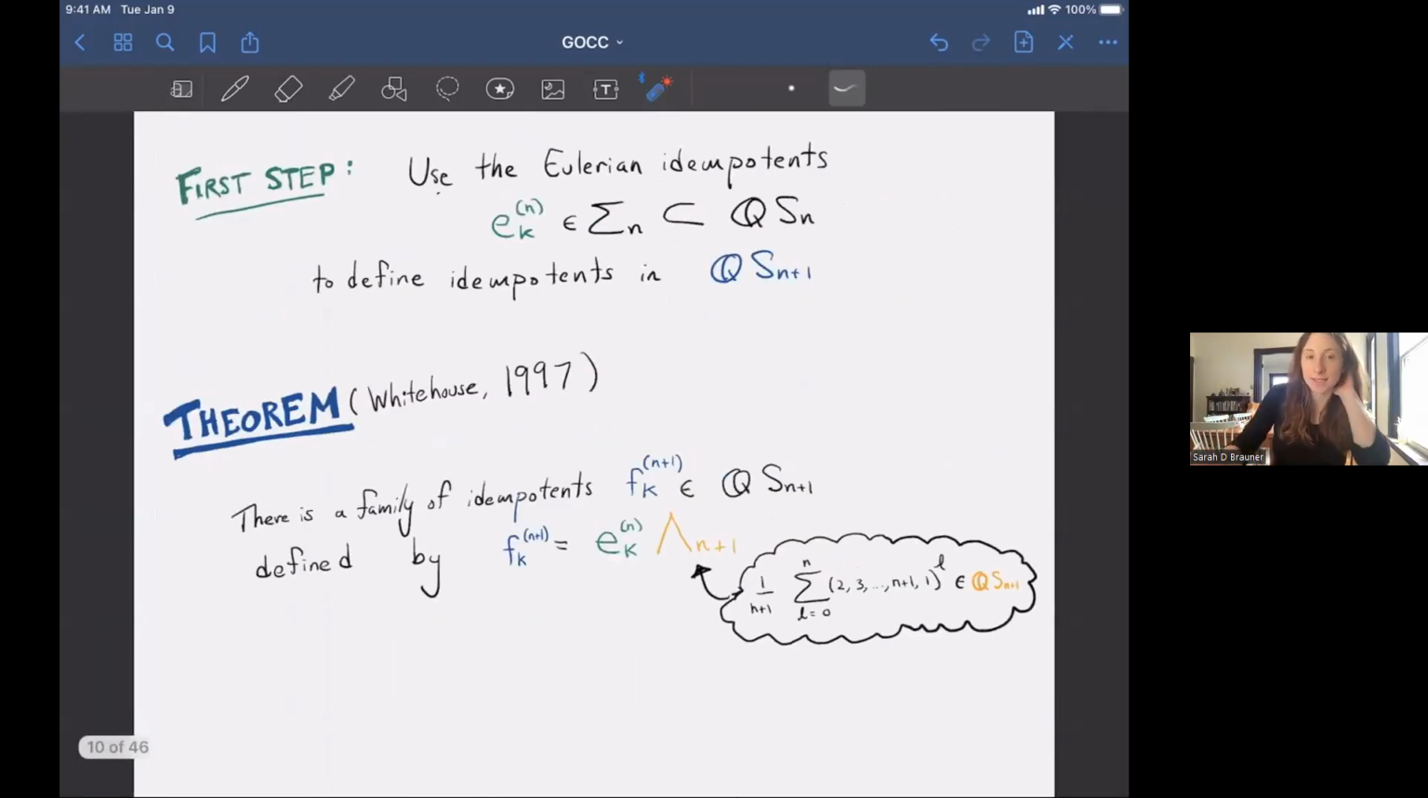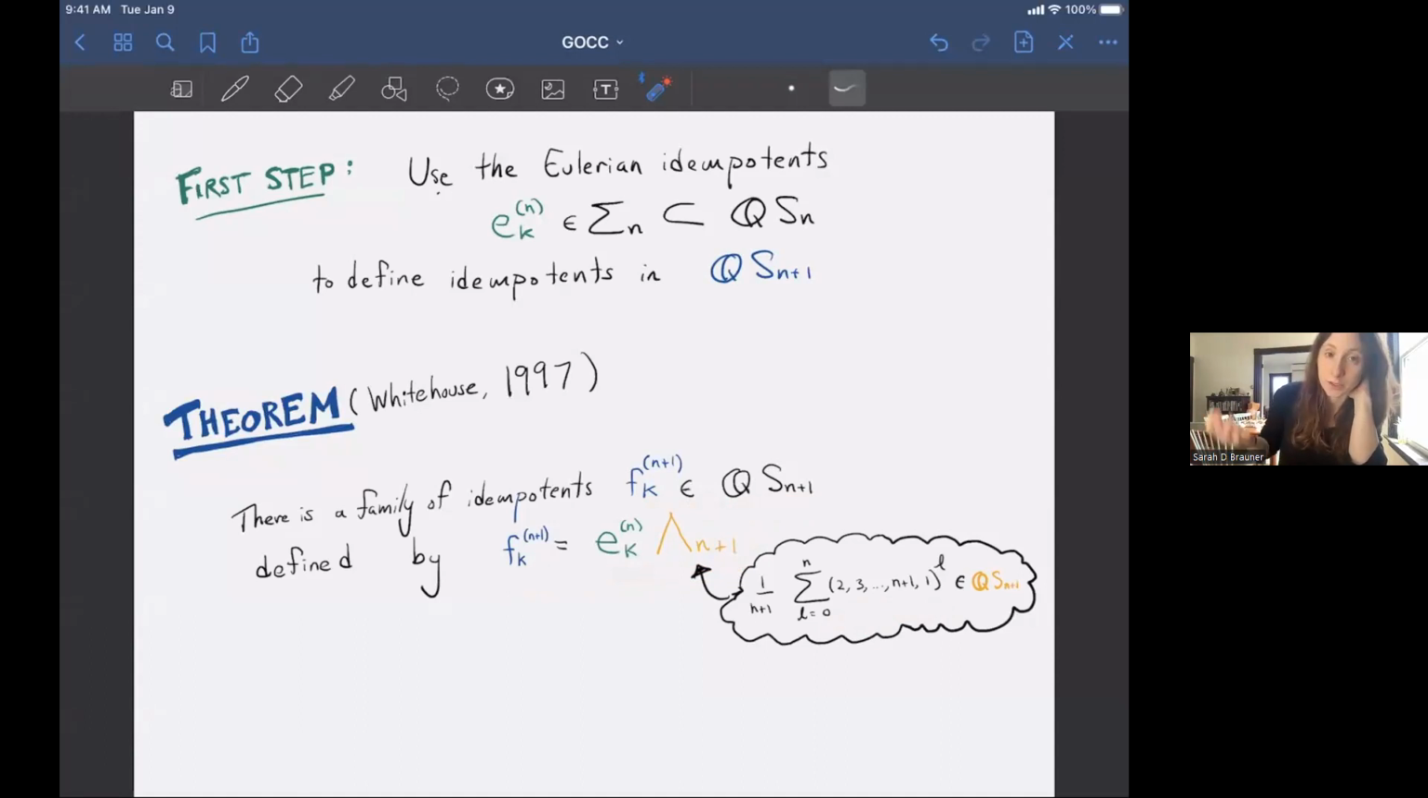Okay, so to get at this lift, what I'm going to do is I'm going to use the Eulerian idempotents to define idempotents in one higher symmetric group. This is work of Sarah Whitehouse. So she showed that I can take these Eulerian idempotents, and for each one, I'm going to multiply it by some element of the group algebra of Sn+1, in particular, a sum of powers of an n+1 cycle. Okay, and it turns out that that product actually gives you an idempotent that lives in the group algebra of Sn+1.